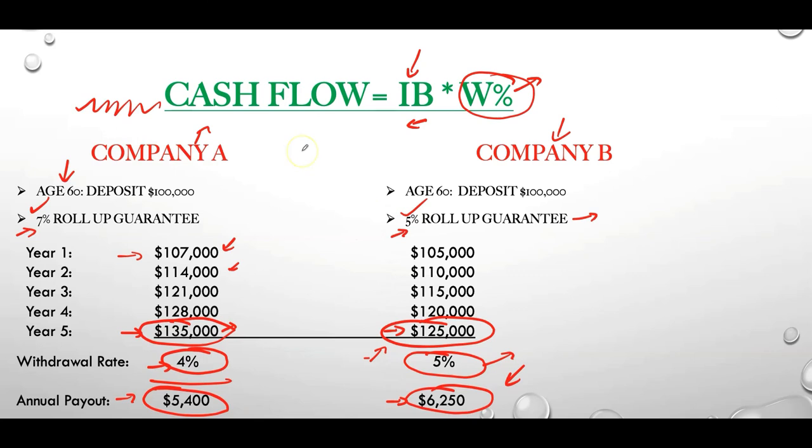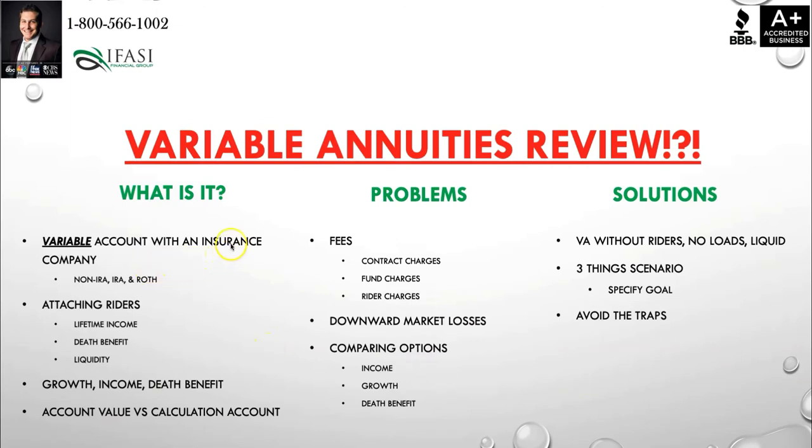But this is looking underneath the hood of how an income rider mechanism works. So I hope that this makes sense. So now you understand how the generic shell of a variable annuity works when someone's attaching riders. So yes, it could give you growth, it could give you income, it could give you death benefit, kind of a jack of all trades type thing. Now the problem with these, and really the underlying theme, is there's no such thing as a free lunch.